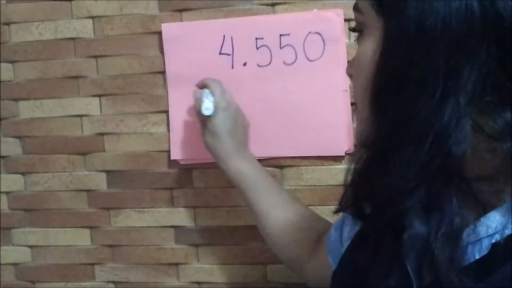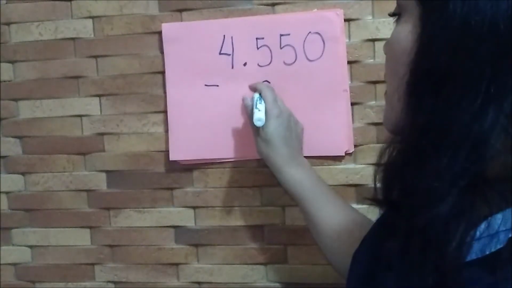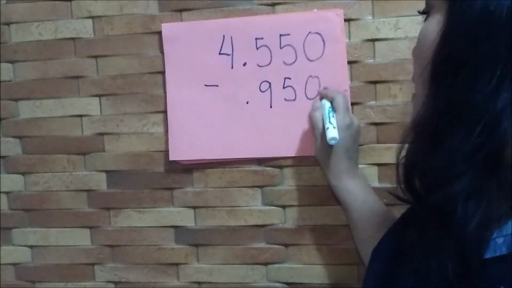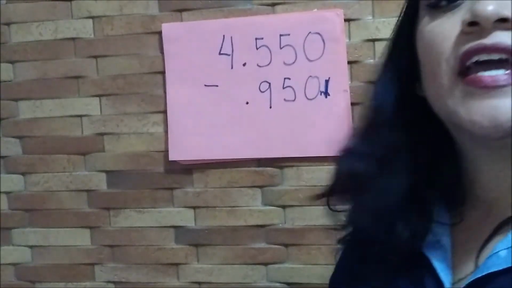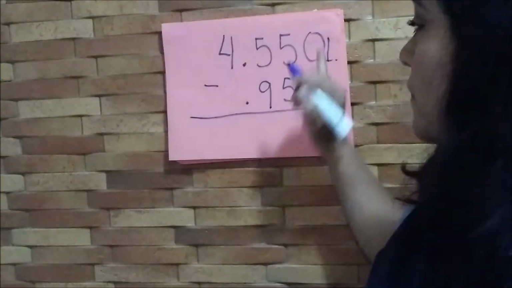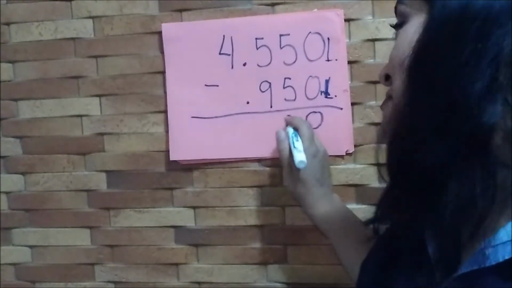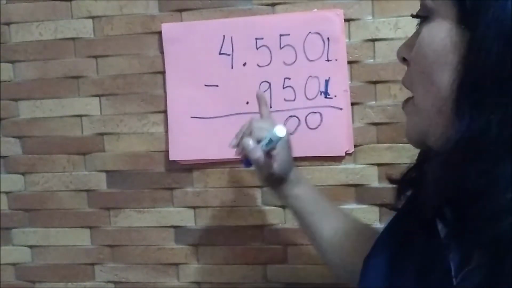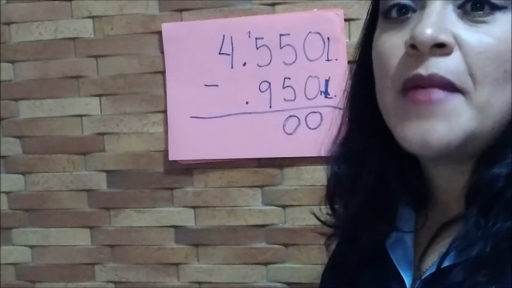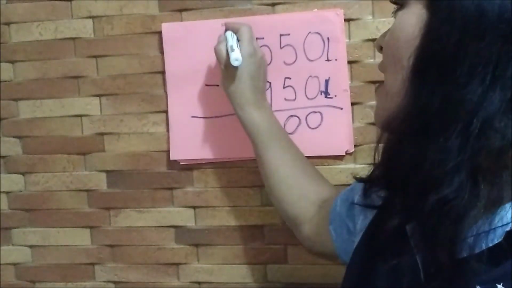Four liters, 550 milliliters minus, the difference means a subtraction, minus 950 milliliters. Well, in this case, since we have a decimal point here, we can call them liters. Zero minus zero equals zero. Five minus five equals zero. Five minus nine, we can't do that. So we go to the neighbor's house and ask for a unit. 15 minus nine equals six.